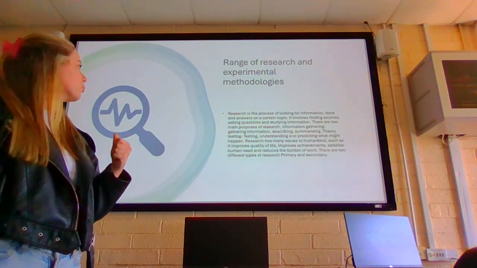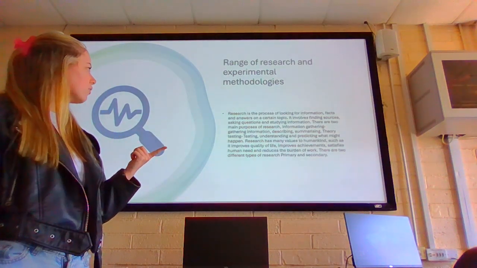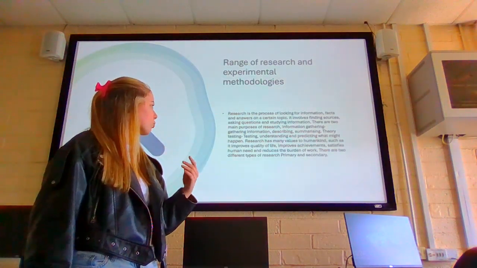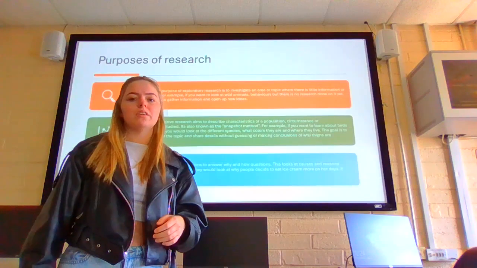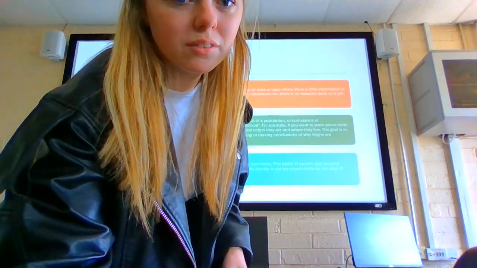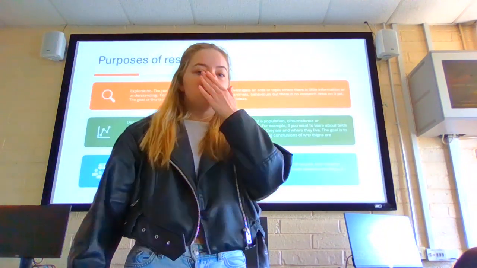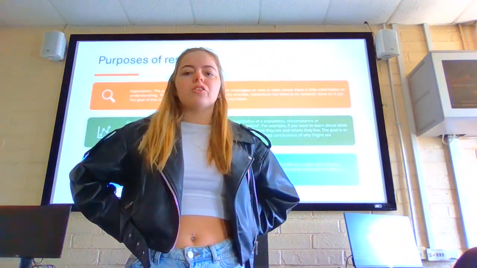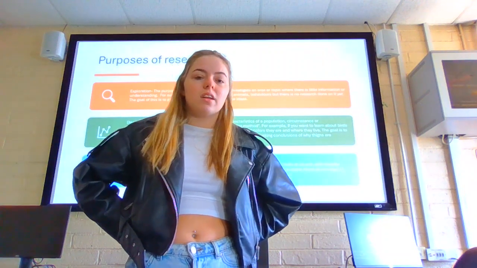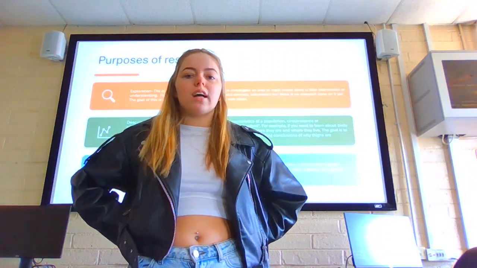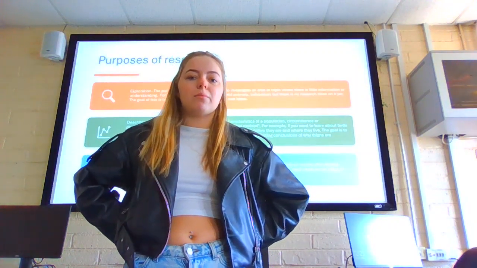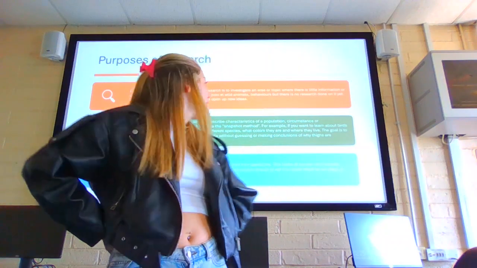Research has many values to humankind, such as it improves quality of life, improves achievements, satisfies human needs, and reduces the burden of work. There are two different types of research: primary and secondary. The purposes of research. Exploration. The purpose of exploratory research is to investigate an area or topic where there is little information or understanding. For example, if you want to look at wild animals' behaviours but there is no research done on it yet, the goal of this is to gather information and open up new ideas.